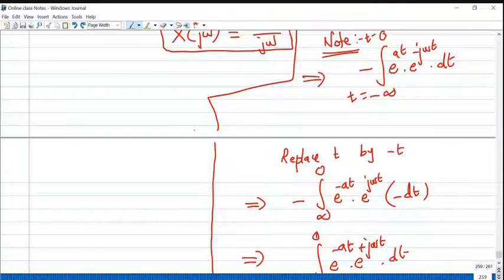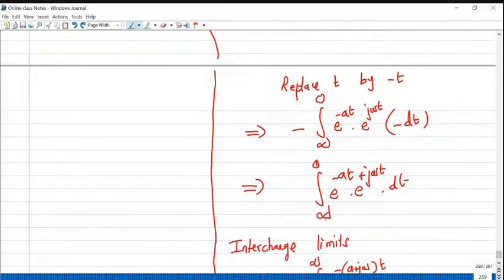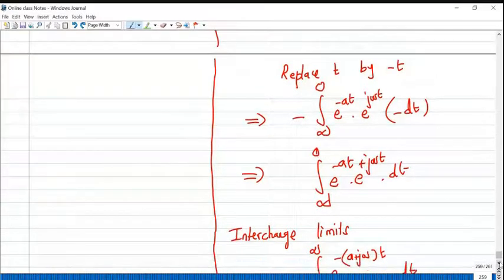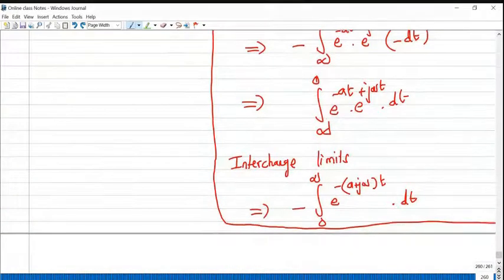First step, replace all t by minus t. Then you will get infinite to 0, e power minus a t, e power j omega t. This t also minus t. So in dt, you will get one more minus. So this minus will be cancelled. Now you got the result integration infinite to 0. But I need the format 0 to infinite. Now change your integration limit to 0 to infinite. For that, you have to put one minus in front of this integration. Okay. So finally, this is my answer.